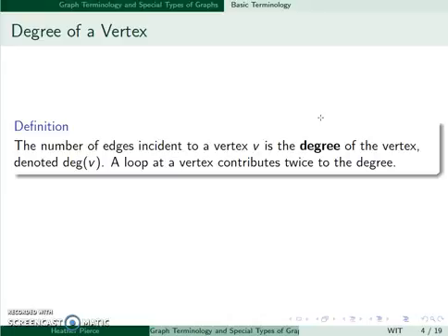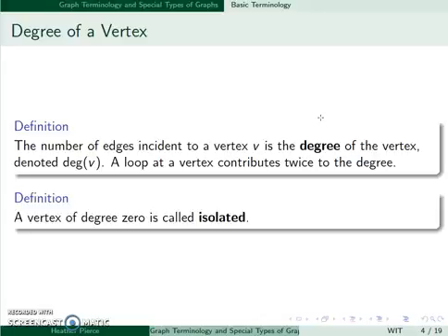So the number of edges that are incident to a particular vertex is said to be the degree of the vertex, denoted by deg(V). And a loop actually contributes twice towards a degree, mainly because it does intersect this vertex twice, once as a starting point and once as an ending point. We say a vertex of degree 0 is isolated.